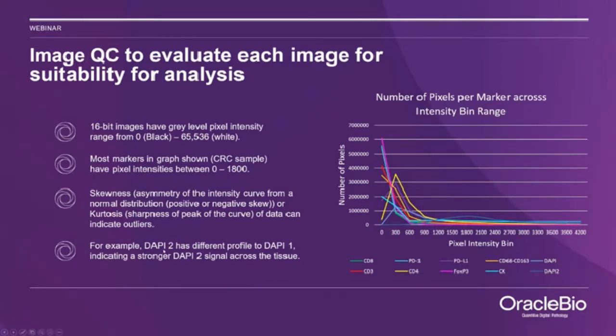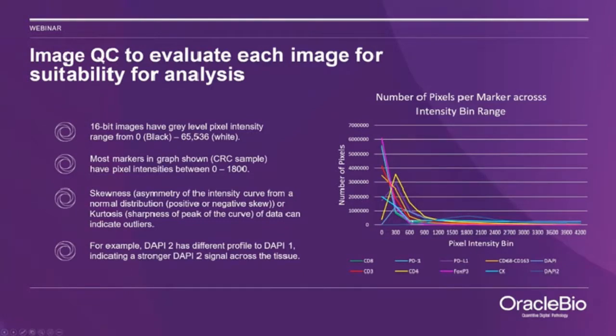An example here is for the DAPI channels, and this is something that we see quite a lot for the 8-plex staining, where the second DAPI staining is a little bit more intense than the first DAPI staining. That's maybe to be expected because there are 2 rounds of staining. In the second round of staining, the nuclei may have still retained a small amount of the DAPI from the first round of staining and imaging as part of the assay.